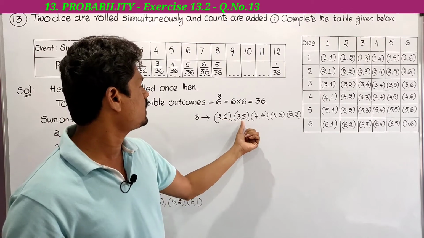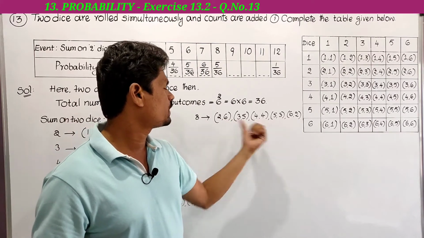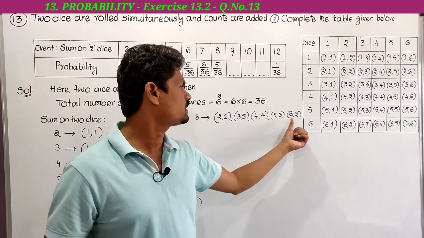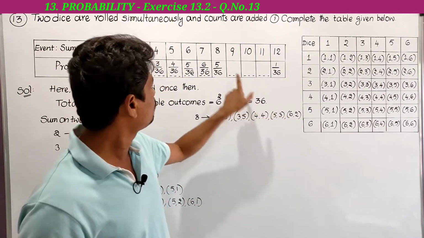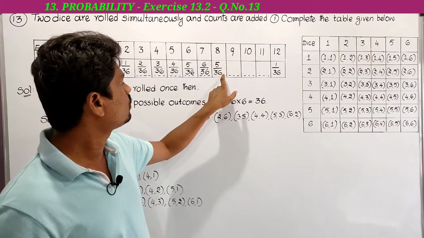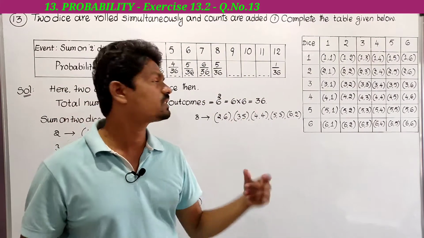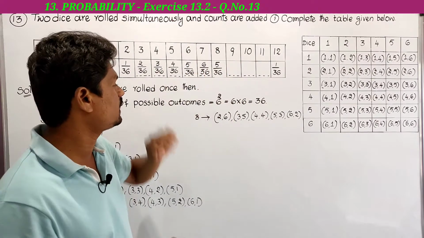2 plus 6 is 8, 3 plus 5 is 8, 4 plus 4 is 8, 5 plus 3 is 8, 6 plus 2 is 8. So favorable outcomes are 5. Total number of possible outcomes are 36. Hence it is 5 by 36. It is what he has given.